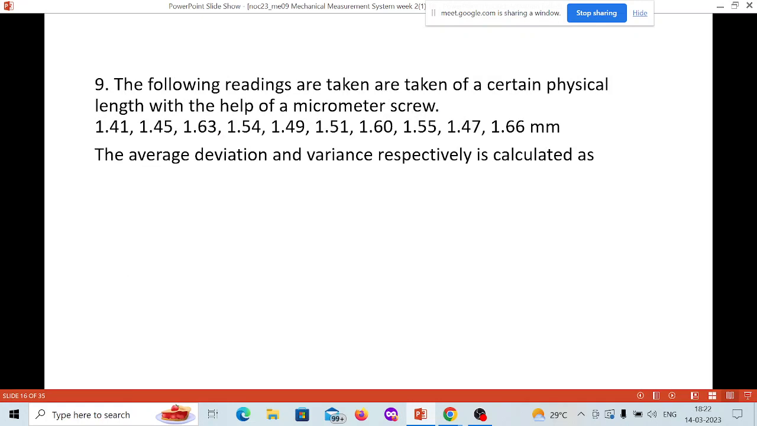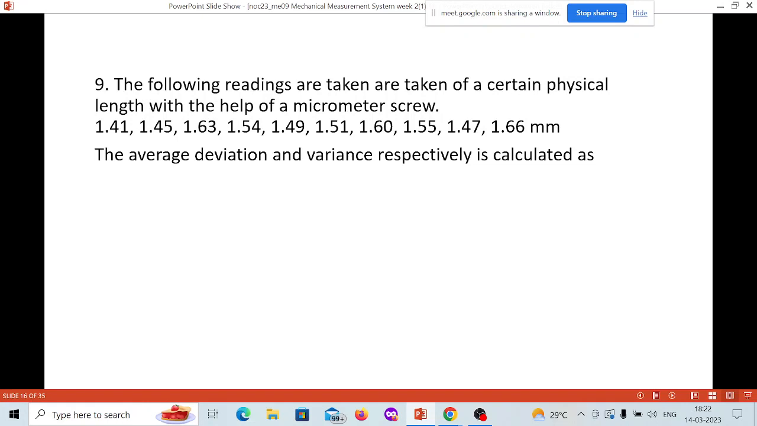The following readings are taken of a certain physical length with the help of a micrometer screw. So with a micrometer screw you are estimating a physical length of a certain system. Your readings are 1.41, 1.45, 1.63, 1.54, 1.49, 1.51, 1.60, 1.55, 1.47, 1.66 mm. The average deviation and variance are to be calculated.